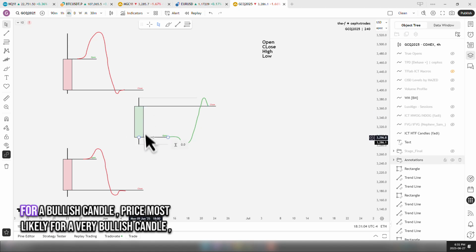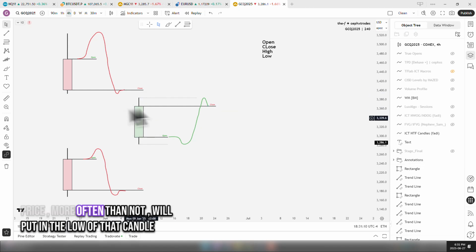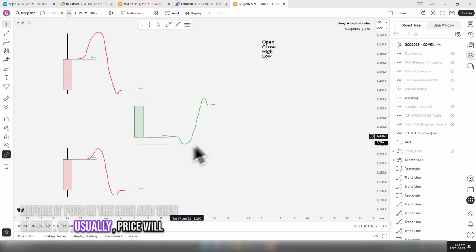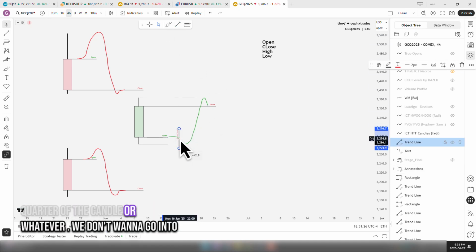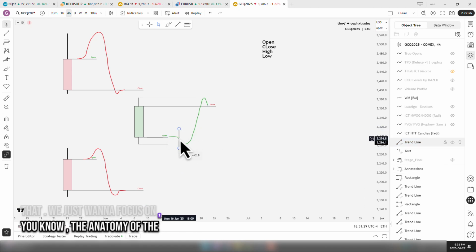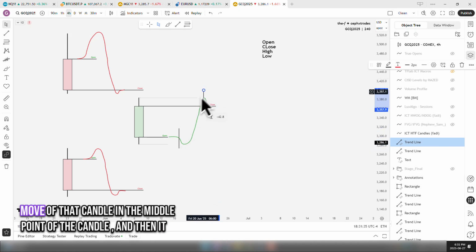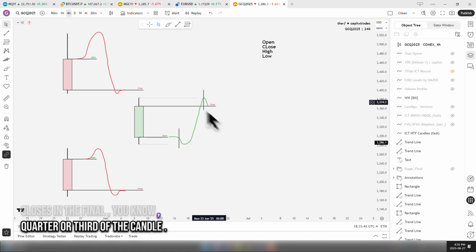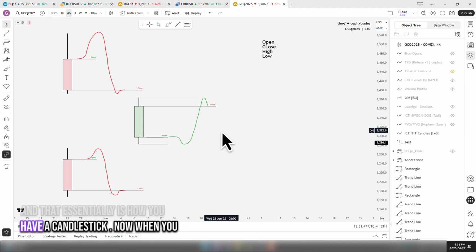Now, when price opens for a bullish candle, price more often than not will put in the low of that candle before it puts in the high and then closes. So usually price will put in the low of the candle in the first opening quarter of the candle or whatever. We don't want to go into that. We just want to focus on the anatomy of the candle. Then it usually makes the bulk of the move of that candle in the middle point of the candle, and then it closes in the final quarter or third of the candle. And that essentially is how you have a candlestick.